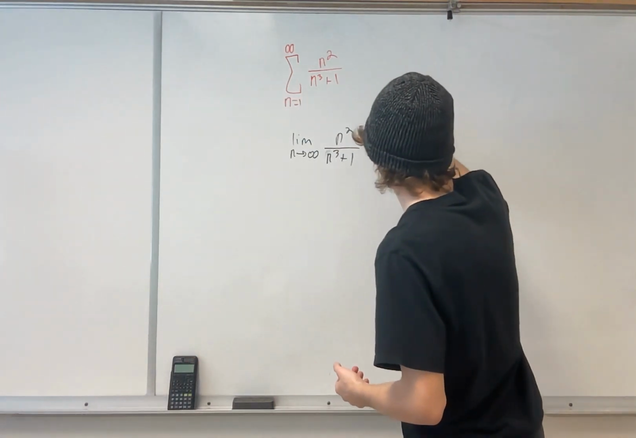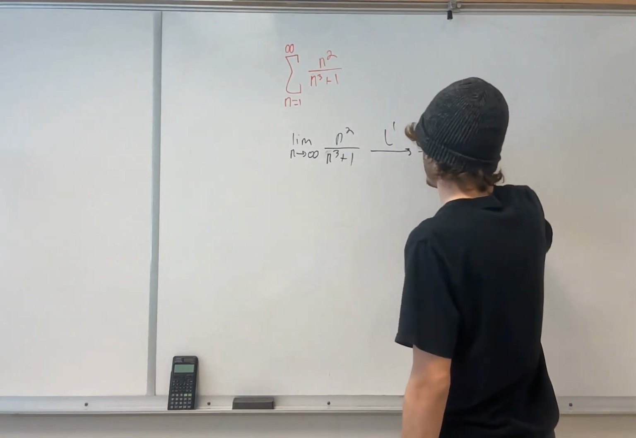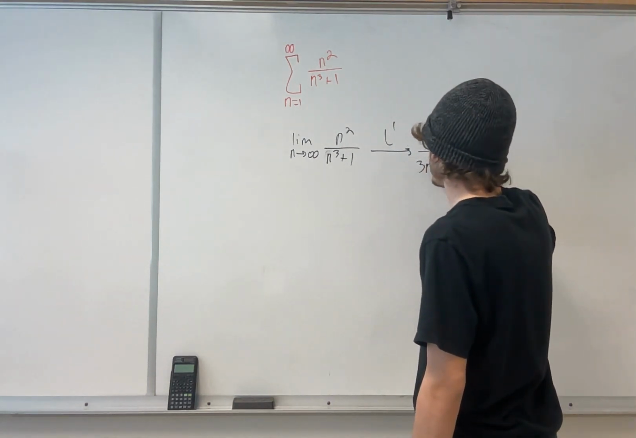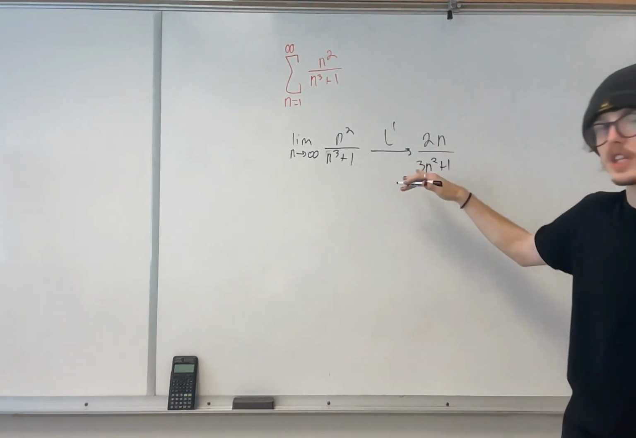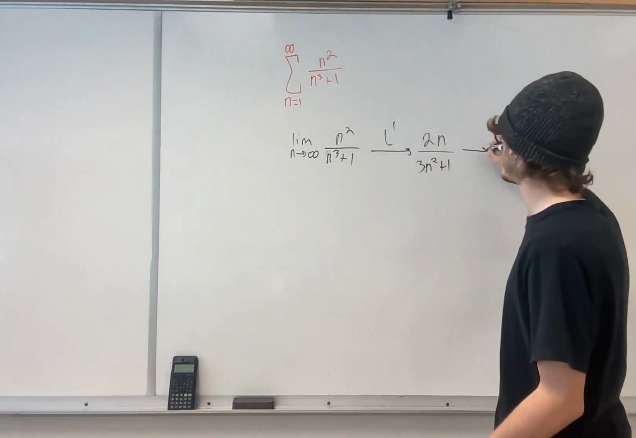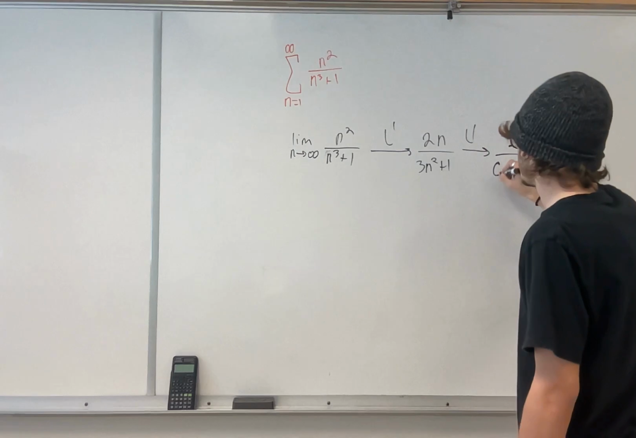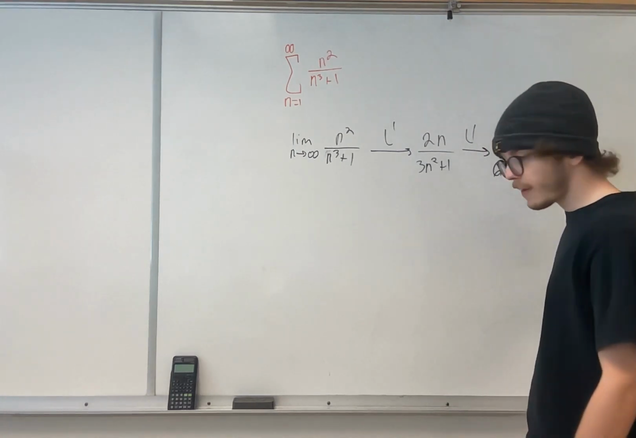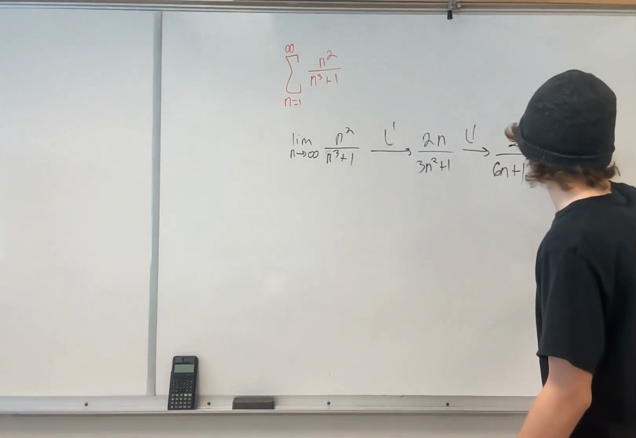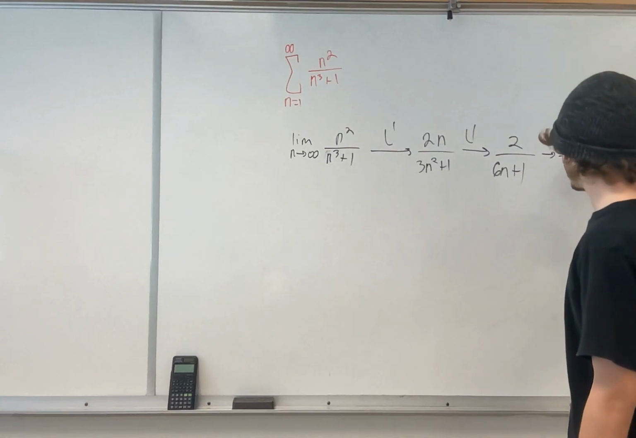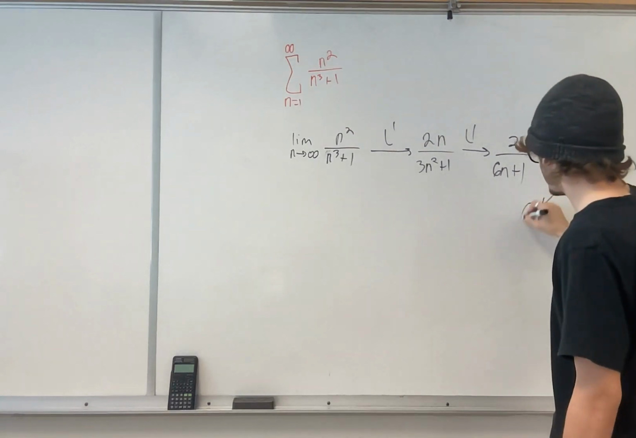We're going to use one L'Hopital's to get n over 3n squared plus 1. If we took the limit of this it would be indeterminate, so we do L'Hopital's one more time to give us 2 over 6n plus 1. Evaluate the limit now. It's going to be 2 over infinity, which is just going to simplify to 0.